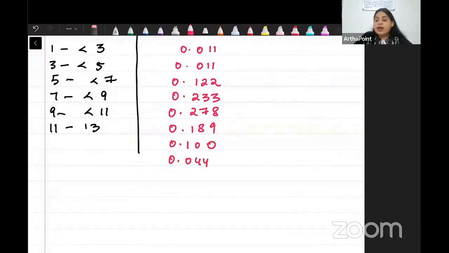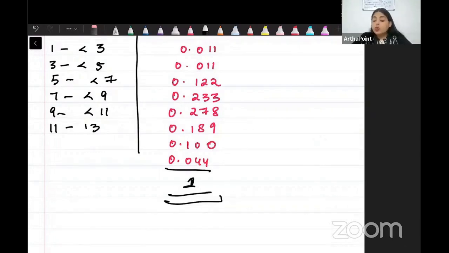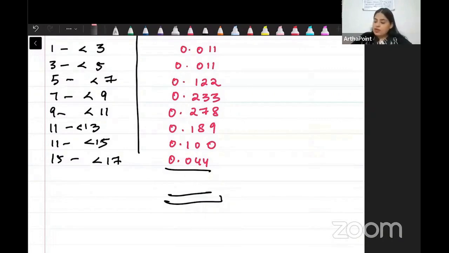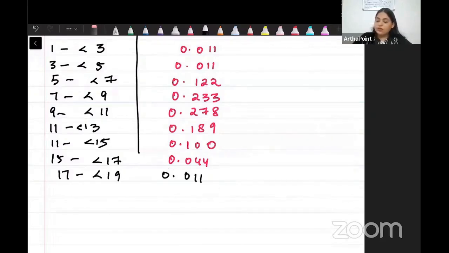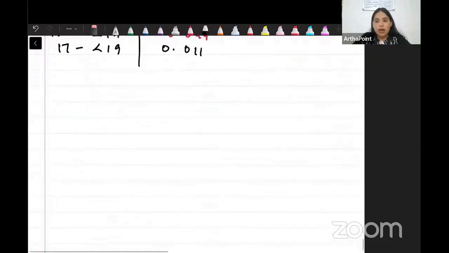So when you are given data such that the sum is coming as 1, you are clear that you are talking about relative frequencies already. अगर नहीं दिया होता तो हम convert कर लेते frequency को total number से divide करके. Now, what will you do? यहाँ पे I think so data, this had one more value, 17 to less than 19, 0.011. Now you just have to make a histogram out of it.